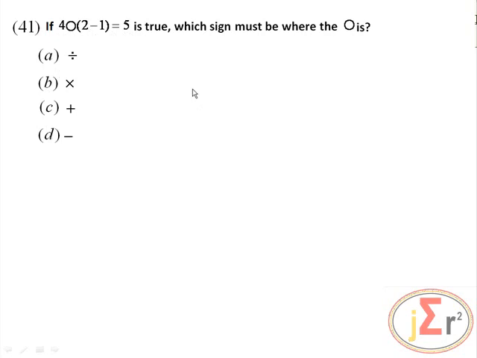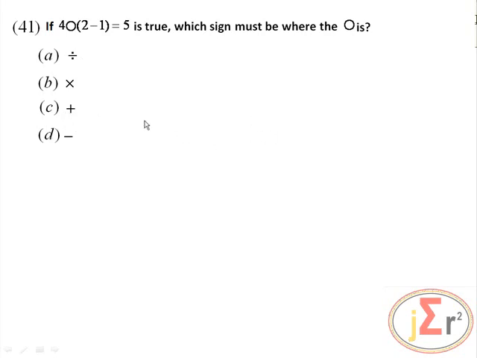which sign must be where the little circle is? What sign would you put there? Jerry is ready to tell me without working out the entire thing. Option B. Option C. Right. Jerry is correct. Option C. Because we will see how it will work out in a few seconds.